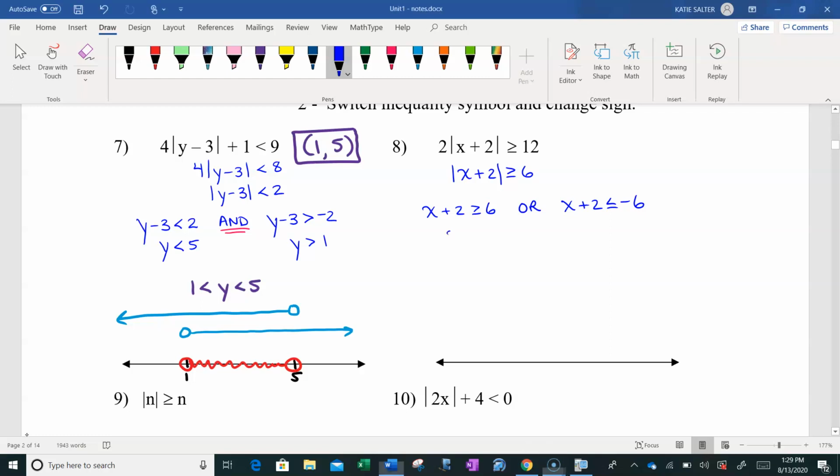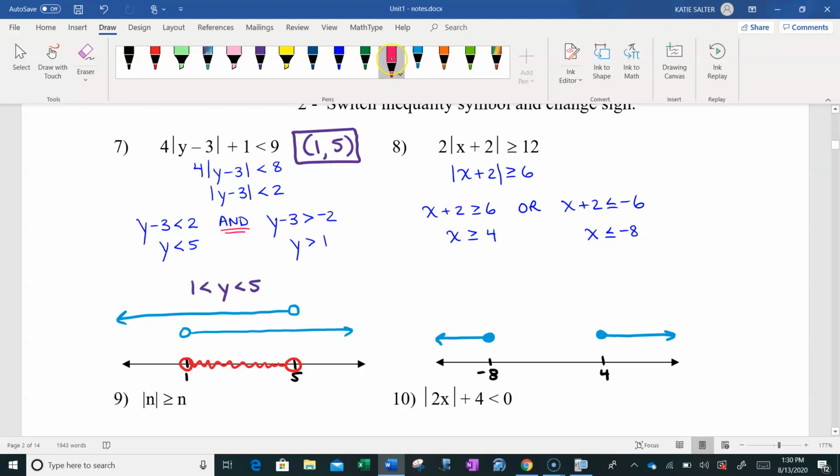So when we solve, we subtract 2 from each side. We're going to get x is greater than or equal to 4. Or when we subtract 2 from each side, we're going to get x is less than or equal to negative 8. Again, make sure on your number line, put the numbers in the correct order, and just graph above the number line. So we have x is greater than or equal to 4, closed hole, shaded to the right. X is less than or equal to negative 8, closed hole, shaded to the left.